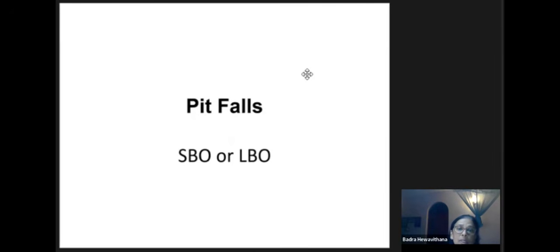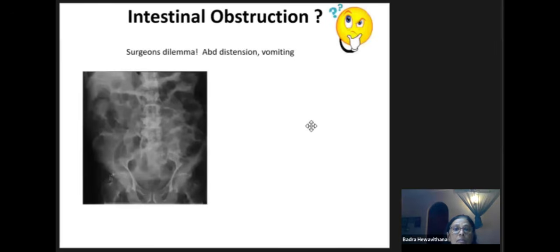Now sometimes we get pitfalls and dilemmas. We find it very difficult. We can't say whether it is small bowel or large bowel, or whether it is obstructed or non-obstructed. This is the commonest scenario. You bring the X-rays to the X-ray department and ask your colleagues. What about this one? The patient comes with abdominal distension and vomiting. Surgeon's dilemma: intestinal obstruction or not. What do you think it is?